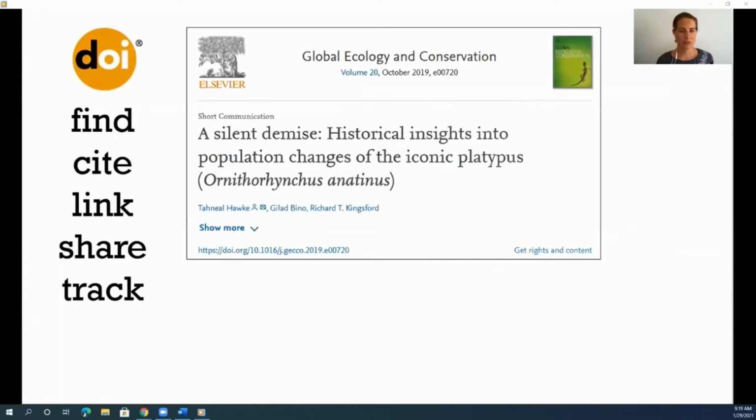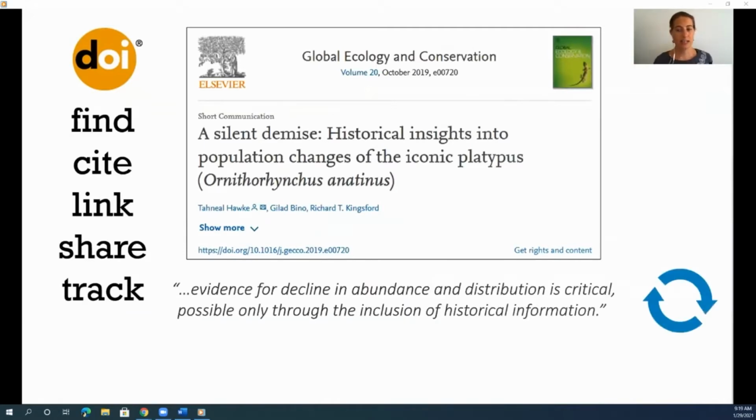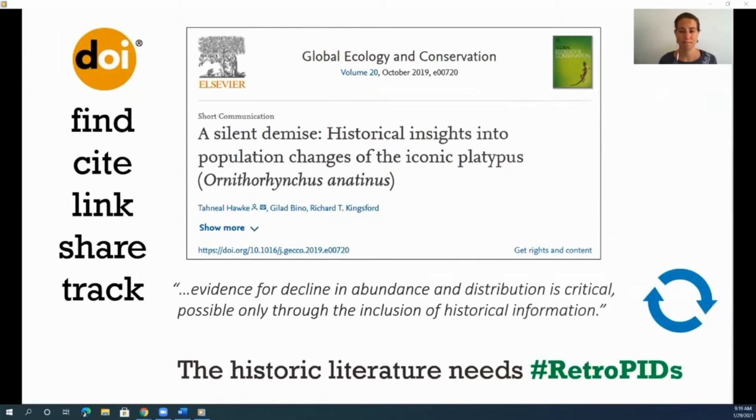This is my final platypus article. It's an historical insight into population changes of the iconic platypus across time. In the article, the authors state that evidence for decline in abundance and distribution is critical, and it's possible only through the inclusion of historical information. And this is why the historic literature so desperately needs retropids.